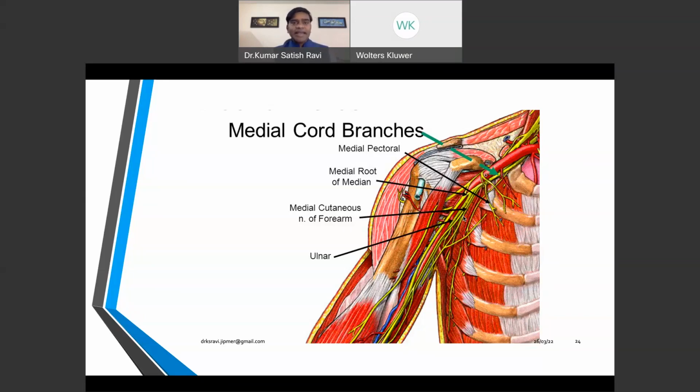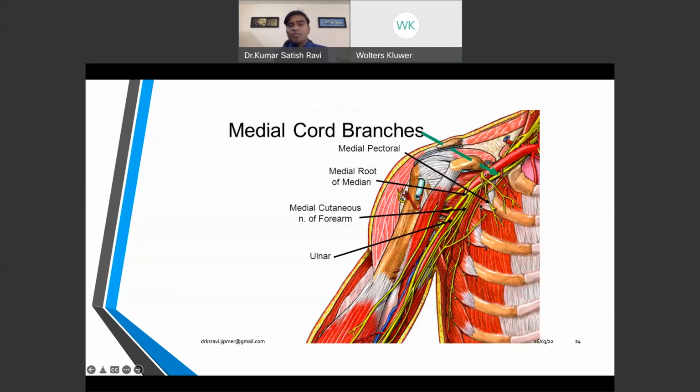Then another branch from the medial cord of the brachial plexus is the medial cutaneous nerve of the arm. This is the smallest branch of the medial cord, and it lies medial to the axillary vein. It receives communication. If you see over here, what will happen?